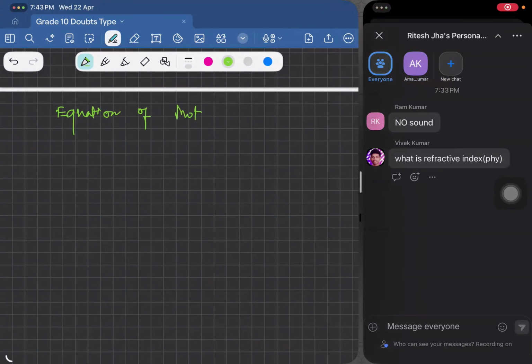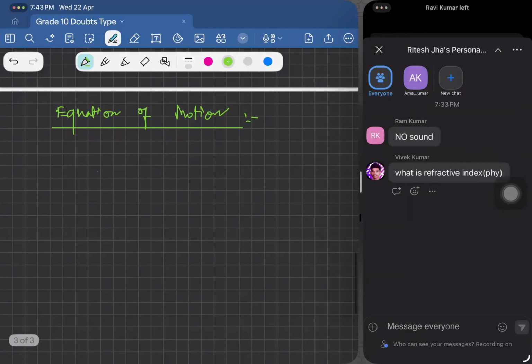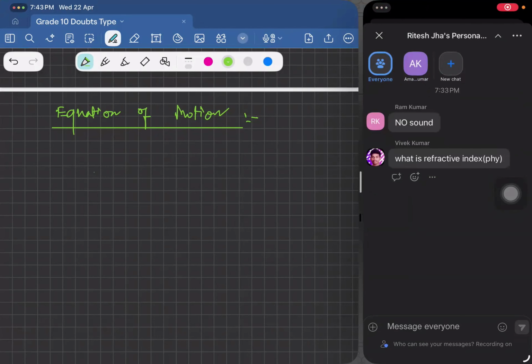See, when you are talking about the equation of motion in physics, I really appreciate that you're asking how to basically get the equation of motion. First of all, you need to know what displacement is, what acceleration is, and all that. Here I would assume that you already know what velocity, displacement, and acceleration are. So what is displacement, guys? Displacement is basically the length of a straight line drawn from the initial to the final position.